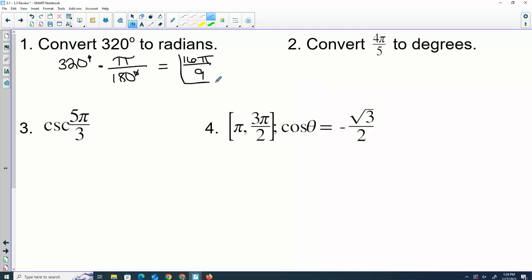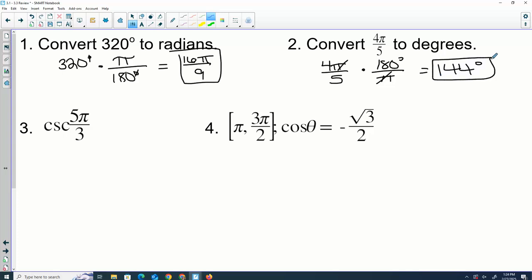Alright, if I ask you to convert 4 pi over 5 into degrees, what do we do? So the pi's cancel, so we have 4/5 times 180, I get 144. And that is degrees, so you have to put a degree symbol. Alright, so that's the first thing on your quiz.